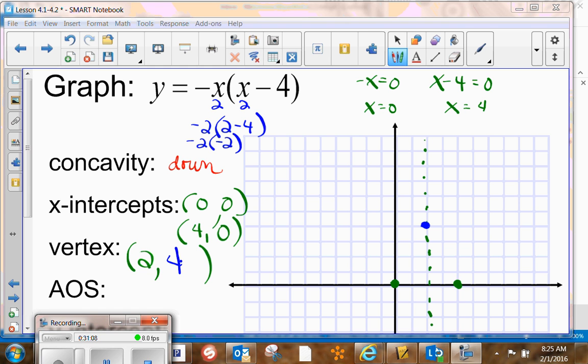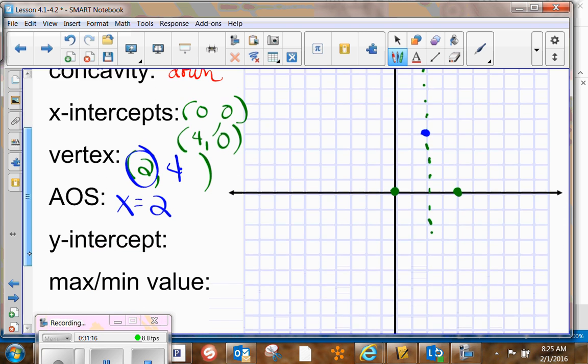The axis of symmetry, of course, will be x equals 2, because it's always the x of your vertex. It starts with an x because it's a vertical line. Y-intercept, I actually already have it. It's right here. I've already established my y-intercept. It's 0. Again, very tempting to draw a b. Do not draw a b.